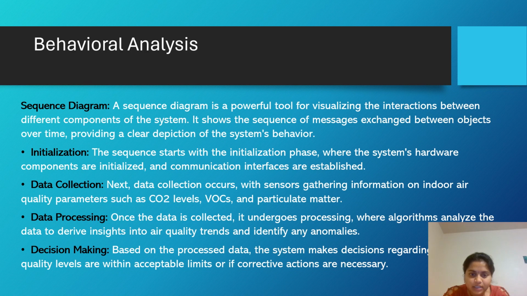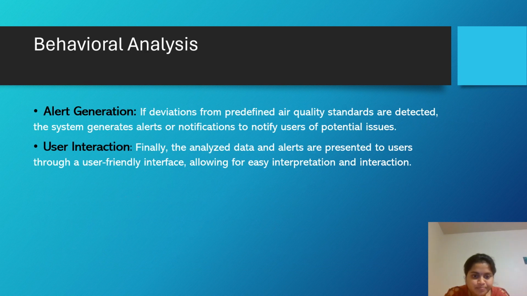Our system works like an assistant, starting with initializing its components and establishing communications. Then it collects real-time air quality data through sensors, processes it to identify trends and anomalies, and makes decisions accordingly. If any issues arise, it generates alerts for users and presents the analyzed data through an intuitive interface for easy understanding and interaction. These are the behavior analysis.